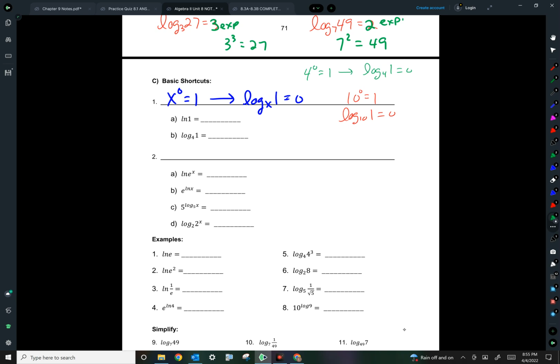Look at letter A. What if the base is e? Because natural log means a base of e. Is log base e of 1 equal to 0? Yes. Any logarithm that has a 1 right here is always, always, always going to equal 0. Period. The log of 1 equals 0. You've got to get that in your brain and know it forever.